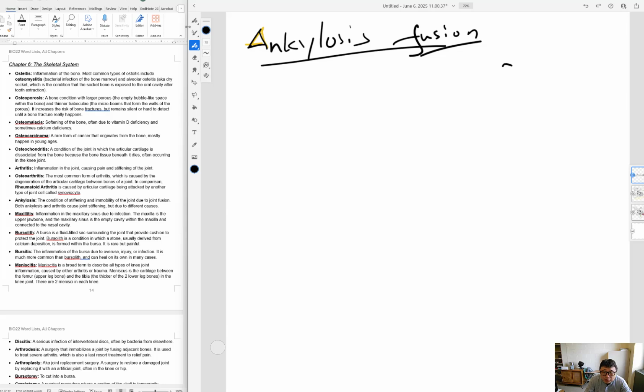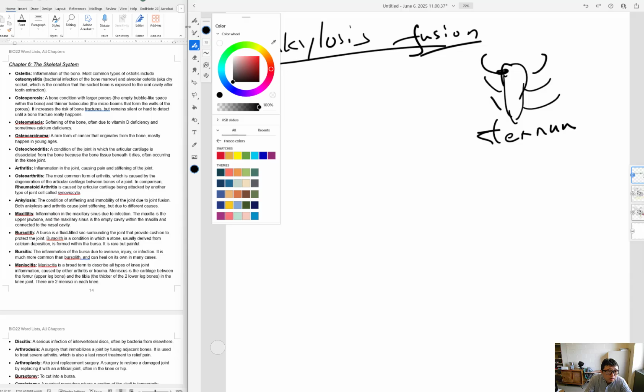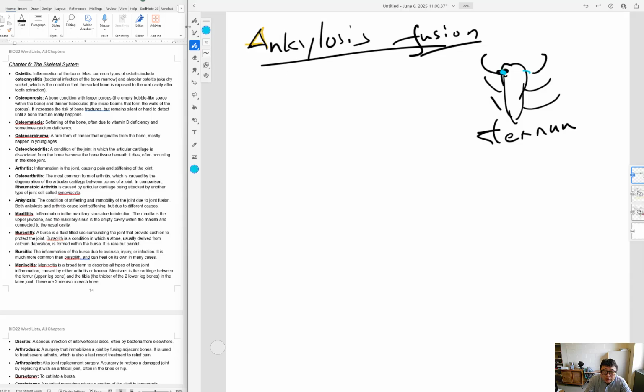Something that happens more often, I'm trying to draw. This is the sternum, the chest bone. The chest bone connects to the rib bones, and these bones are joined together by cartilage. This cartilage may convert into bone, and then ankylosis happens. When this happens, movement is reduced. The chest becomes less flexible, and the overall breathing capacity is reduced.